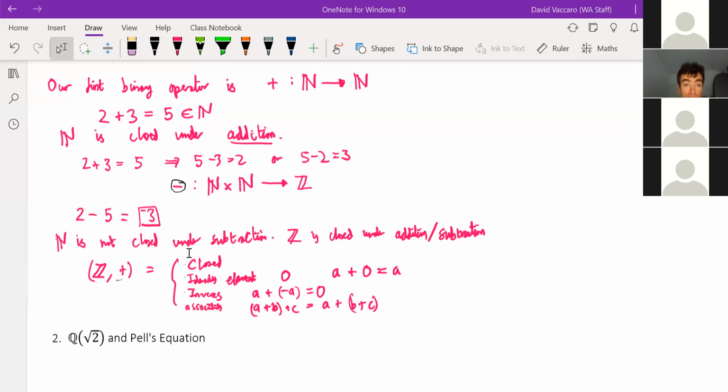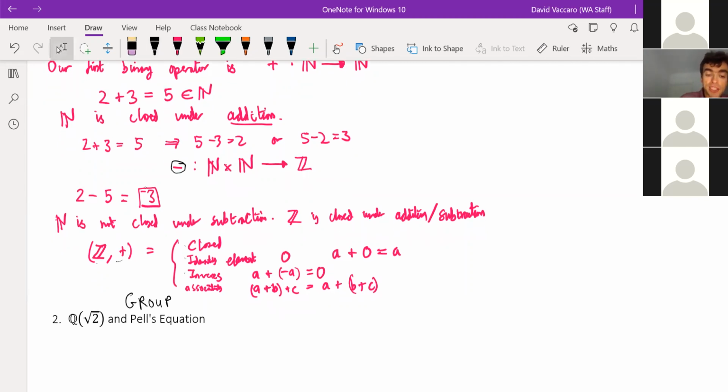This is a special type of algebraic structure. No, I'm not surprised people have known it. These 4 properties together are called a group. So any set with these operations is called a group. Now, the addition of integers has a special extra property, which is that a plus b is the same as b plus a. And so the binary operator commutes. That's called a commutative group or an abelian group.